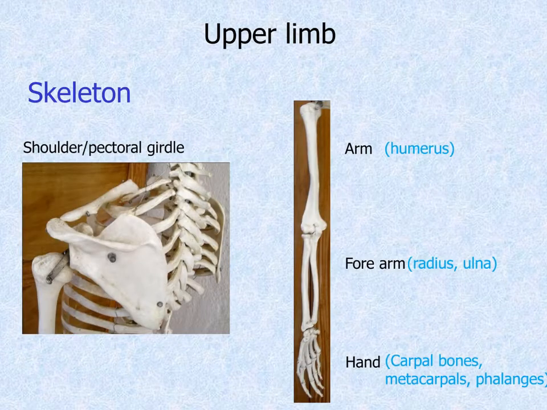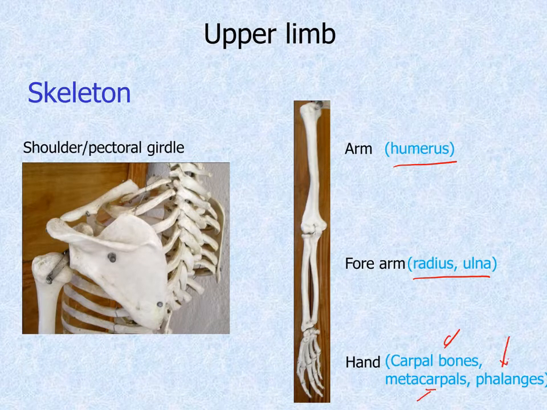We will first take a look at the upper limb. As I mentioned before, the upper limb has several bones: the humerus forming the arm, radius and ulna forming the forearm, and carpal bones, metacarpal bones, and the phalanges forming the hand. The upper limb is attached to the axial skeleton, which is formed by the skull, vertebral column, ribs and the sternum, through the pectoral girdle, or you can call it the shoulder girdle.